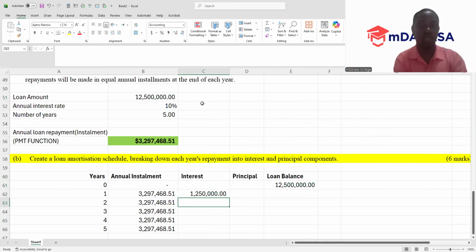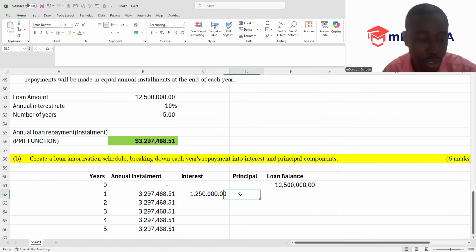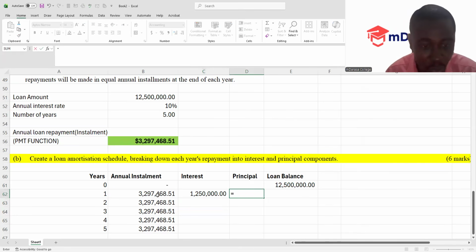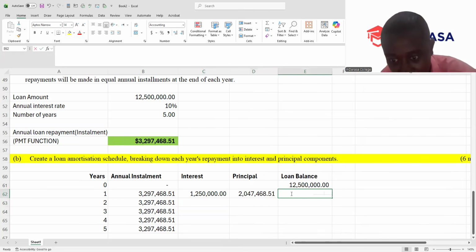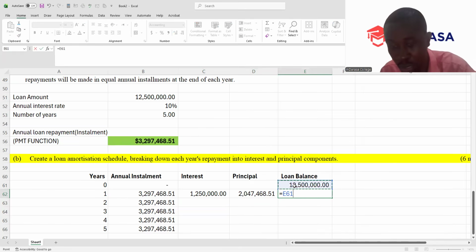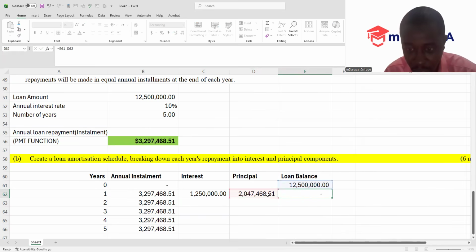Recall the concept of installment. For us to determine installment, we'll always be taking principal and interest. Now that we have interest, we can easily determine our principal. How will we determine our principal? We take what you're paying minus the interest component. That gives my principal value. And that will then give us our loan balance, which is the loan balance minus the principal value.